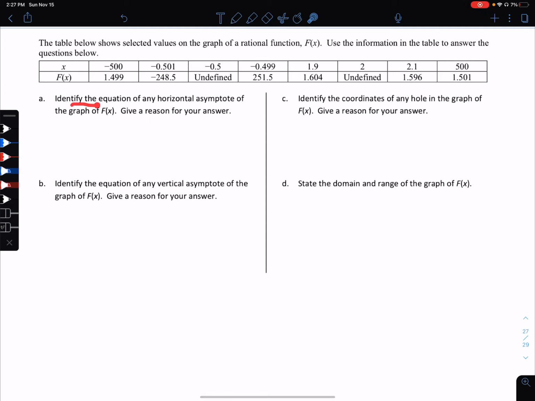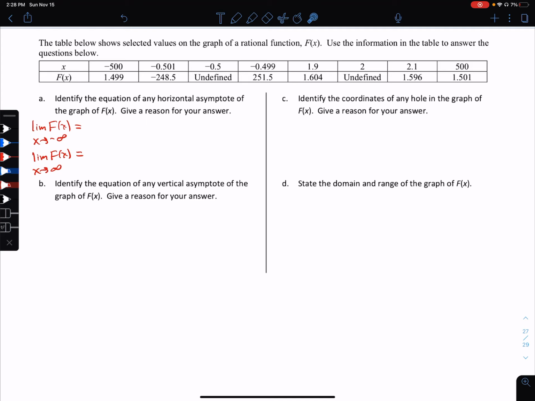So we are asked, identify the equation of any horizontal asymptotes of the graph of f of x. Give a reason for your answer. I'm going to give the reason that I need to give first, and then we'll look at the table. In order for there to be horizontal asymptotes, there has to be some place where the limit of f of x as x approaches positive or negative infinity is approaching some number. So I'm going to just go on the assumption right now that it's going to happen both left and right, which may not actually happen.